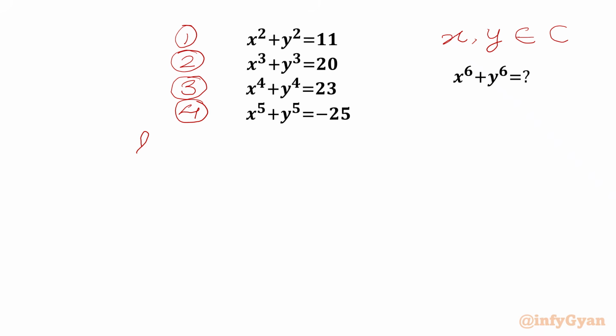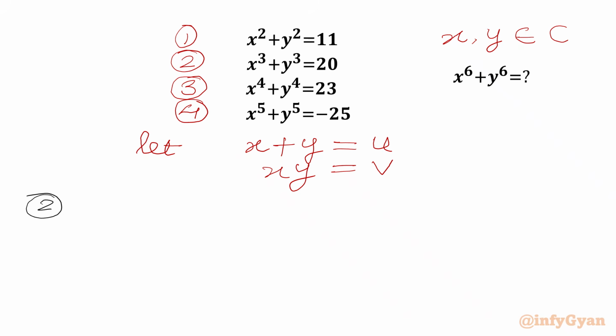I will assume here x plus y, suppose this is equal to u, and x times y will be our v. Now we are going to write our second equation. So we will write second equation x cube plus y cube equal to 20.